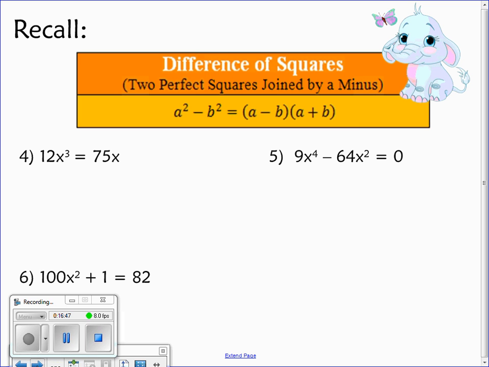My favorite way to factor, which for whatever reason has escaped some of you, and I still can't understand why, is your difference of squares. Those are the fun ones.